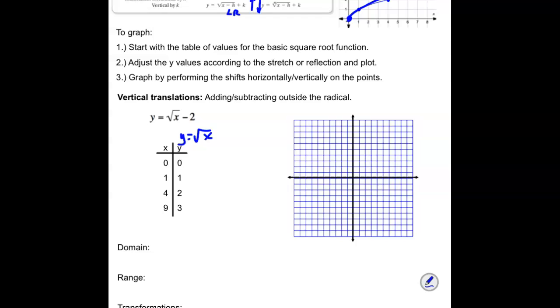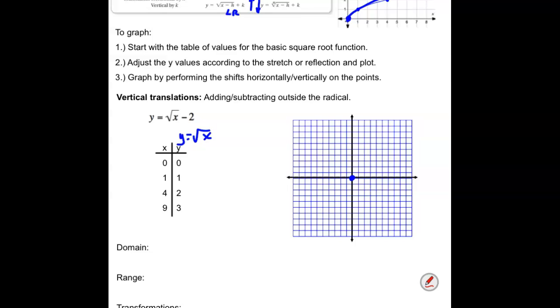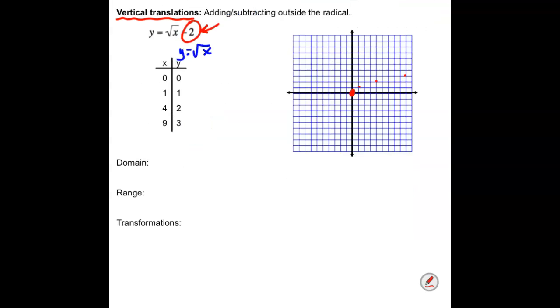So again, we're going to start with our parent function, 0, 0. And I typically make that endpoint large enough that I remember it's the end of my graph. 1, 1, 4, 2, and 9, 3. Okay? And then we look at the transformation. Because this is on the outside of my square root symbol, that minus 2 is not underneath the square root symbol, it is a vertical translation. So this is anything that I'm adding or subtracting outside of that radical symbol. So my transformation here would be that I'm shifting it down 2. So I'm going to take all my values now, and I'm just going to move them down 2.